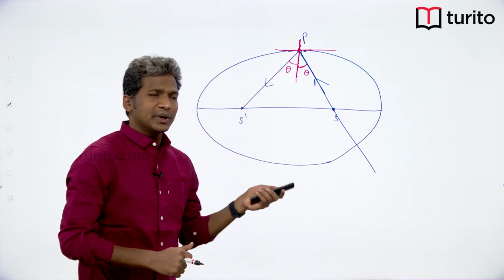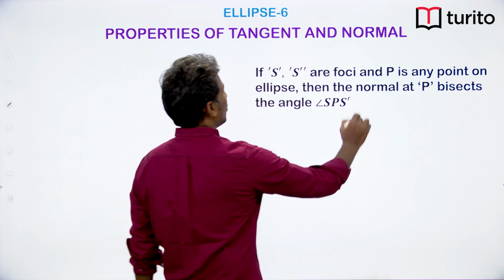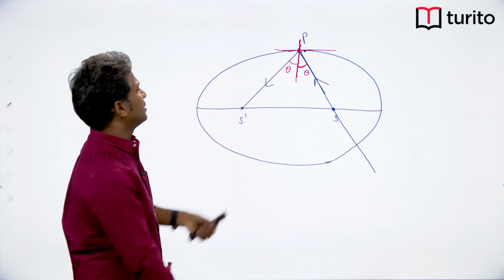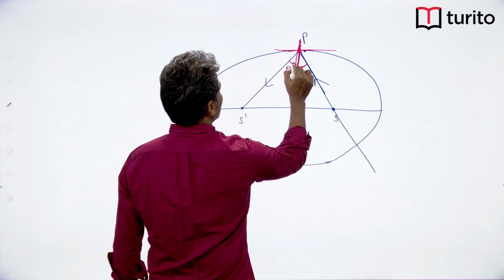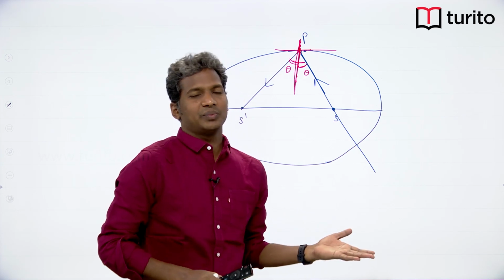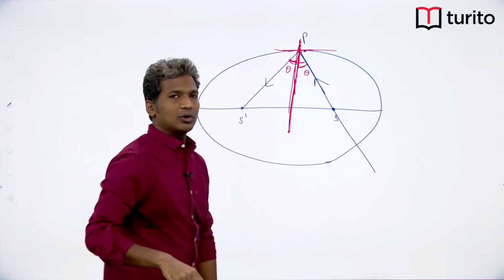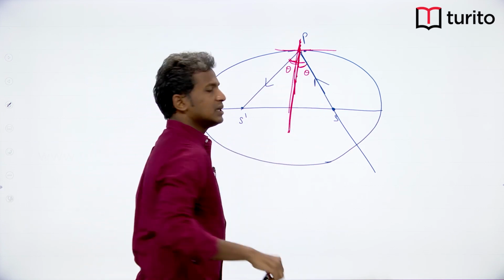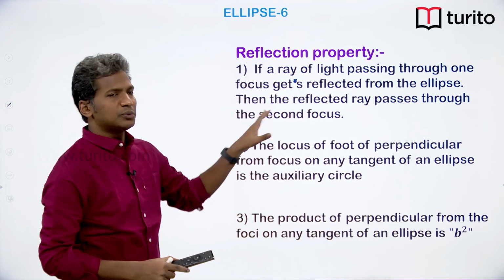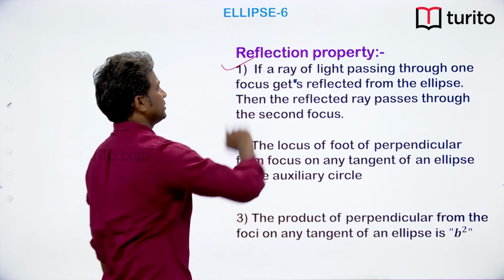Now, is it a new property? No, of course, this is the same as the earlier property, which says the normal bisects the angle S P S dash. That is exactly the same as the idea that this normal is bisecting the total angle. So, this reflection property is the same as the earlier property, where we proved that the normal is the angle bisector of this angle. If the normal is the angle bisector, then these two rays are reflections of each other. This reflection property is a very important property, and it is the same as the earlier property that we have learned. So, we have proved the first property.